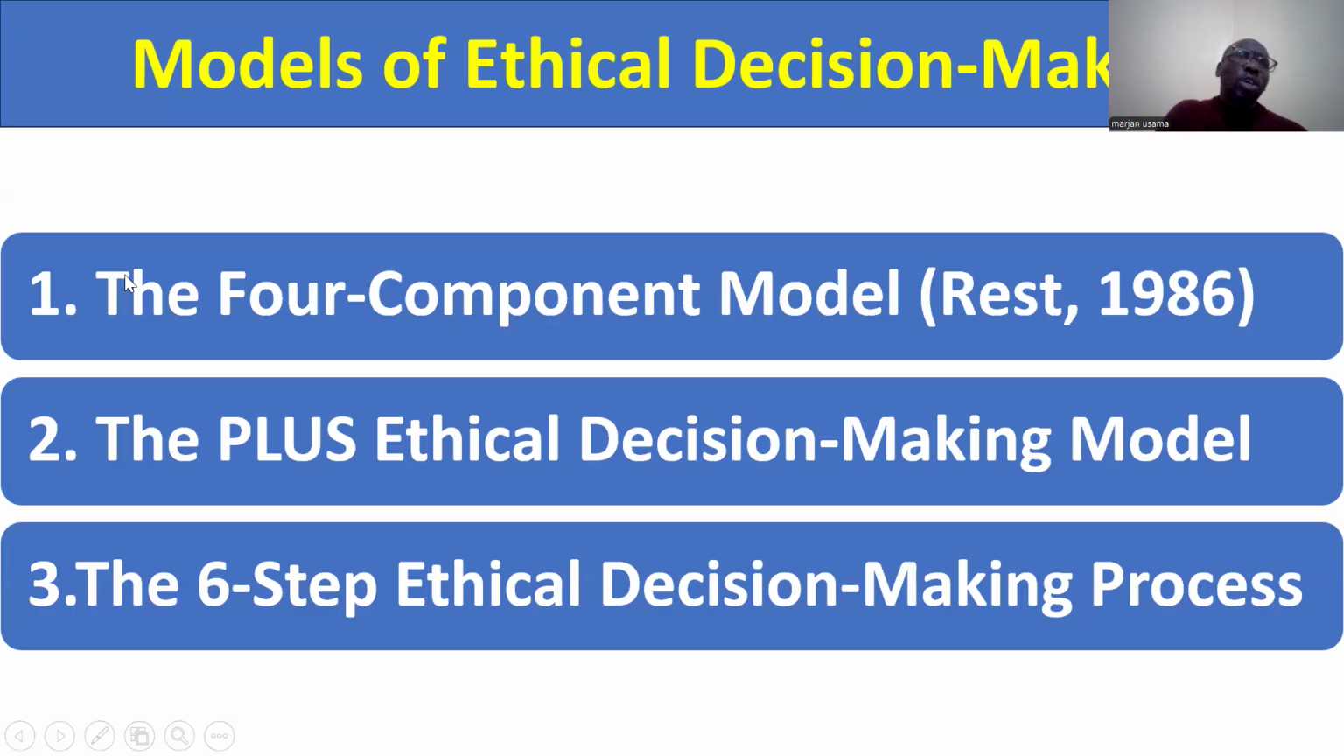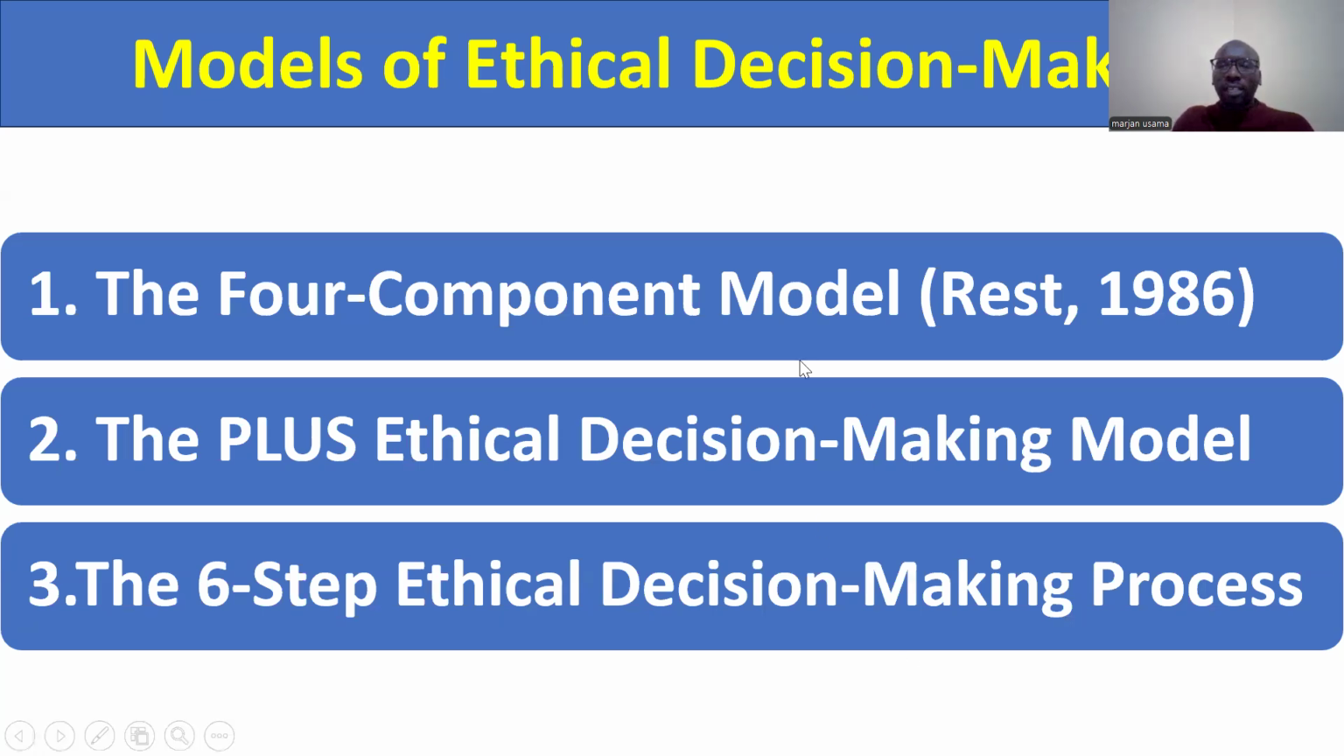The first one is called the 4-component model. The second one is the PLUS ethical decision making model. Then lastly, which is the most popular one, is called the 6-step ethical decision making process. These processes are very important, right? Because when you want to make any decision, you need to follow either of these models. It acts like a map, like a blueprint that is going to help you.